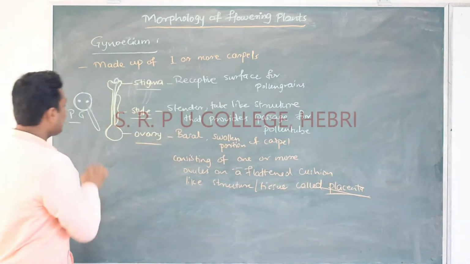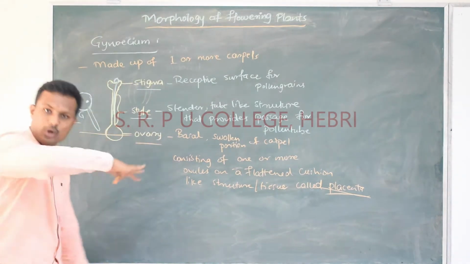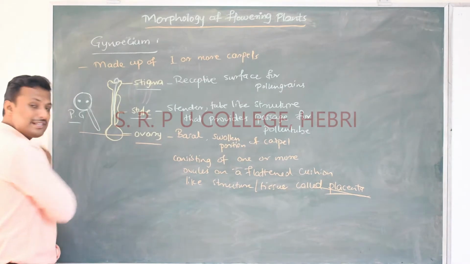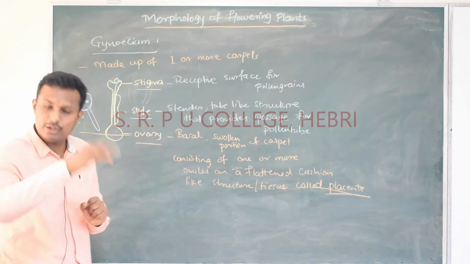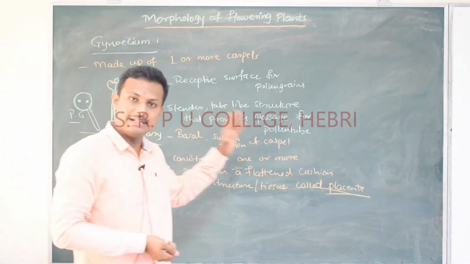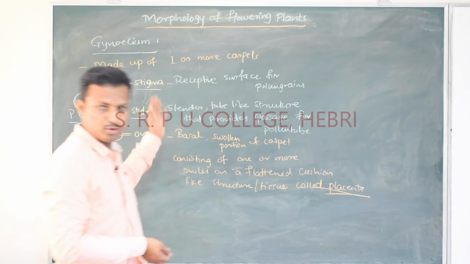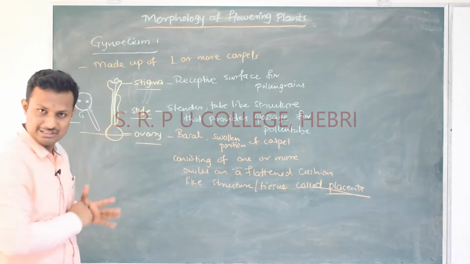So when you take the cross section of the ovary, if you cut it horizontally, then you will see the arrangement of the ovules on the placenta. We are going to study the different types of placentation after we study in detail about the gynoecium. First let us know about the different aspects of the gynoecium. Then we can go for placentation, right?